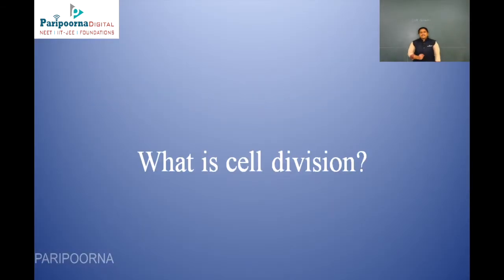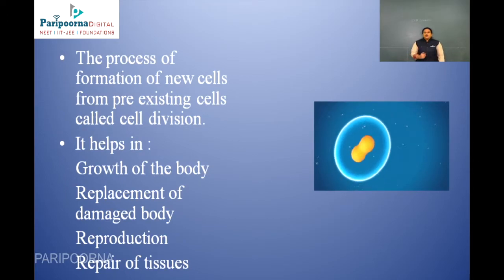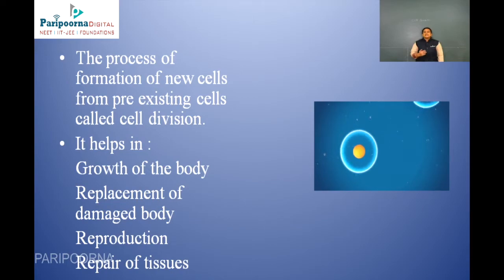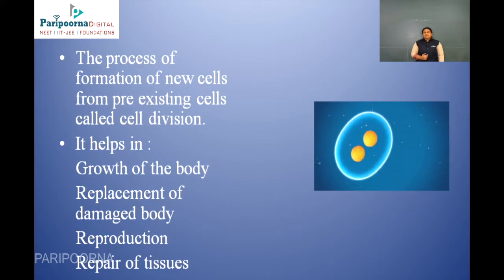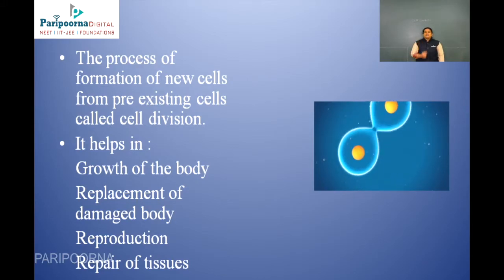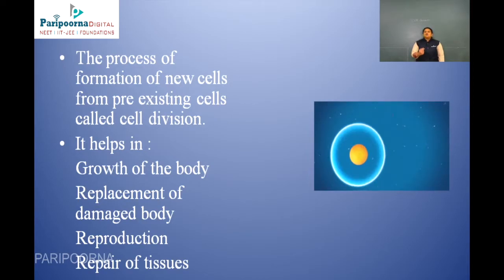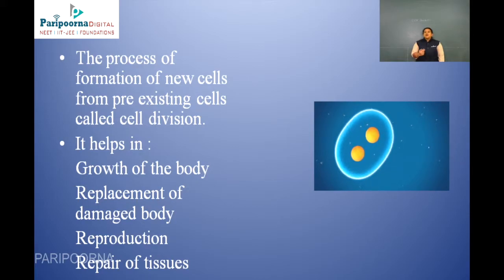So what is cell division? The process of formation of new cells from the pre-existing cell is called cell division. This pictorial, animated image usually gives the explanation for it. That is, one particular cell, a single cell, is being divided into two halves. See, it is being divided into two halves.